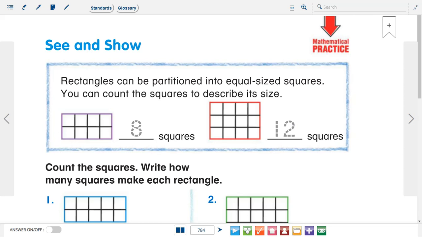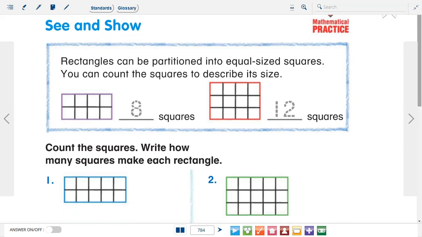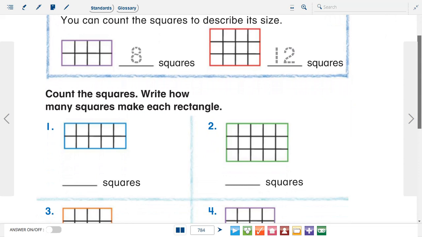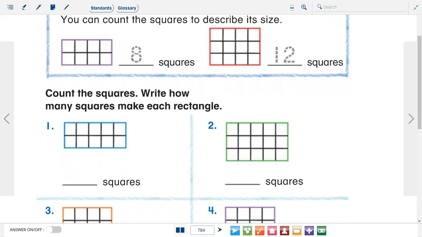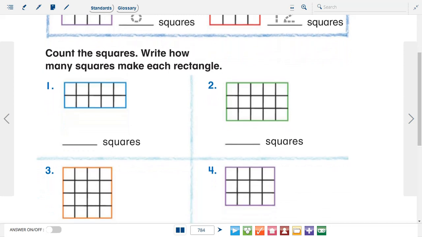Look at this shape, for example. How many squares is it made of? 1, 2, 3, 4, 5, 6, 7, 8, 9, 10, 11, 12. So it is made of 12 squares and this is the area of it. Okay, so what is the area of a shape? It is how many squares the shape is made of, or the rectangle is made of.